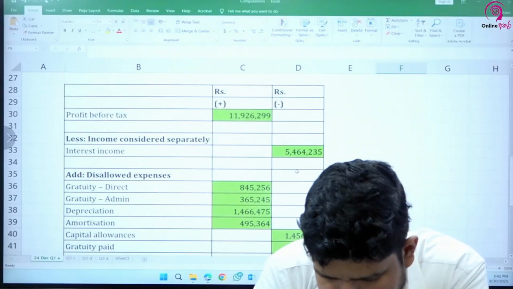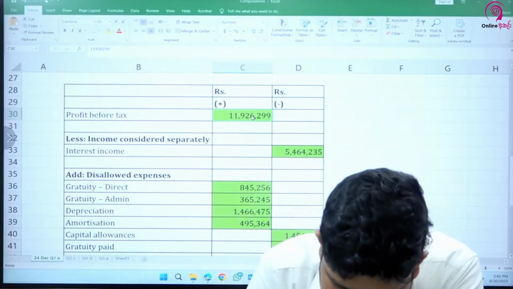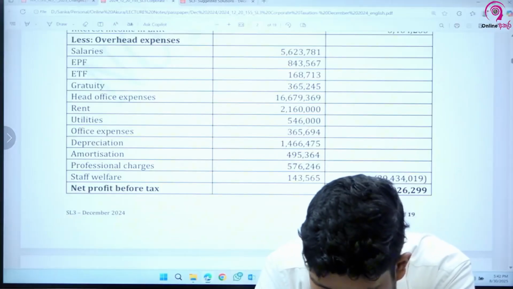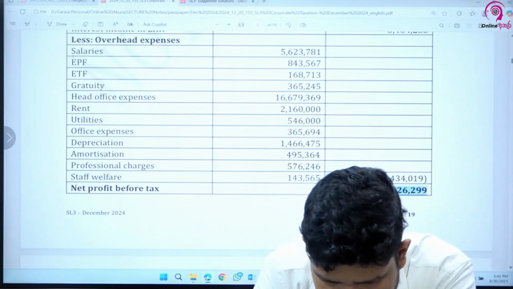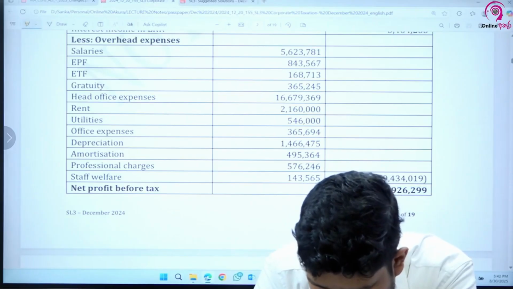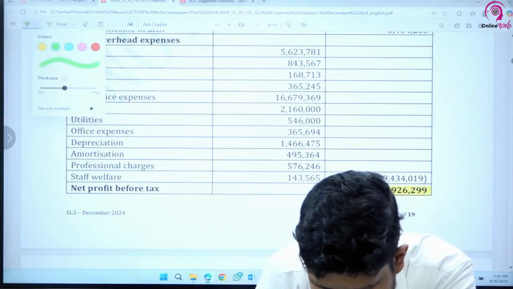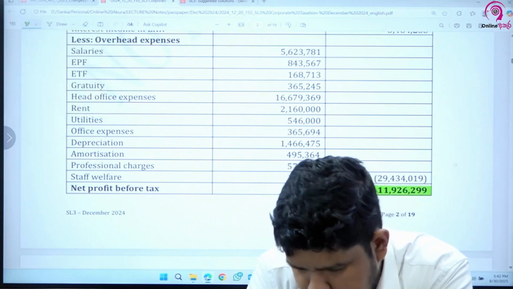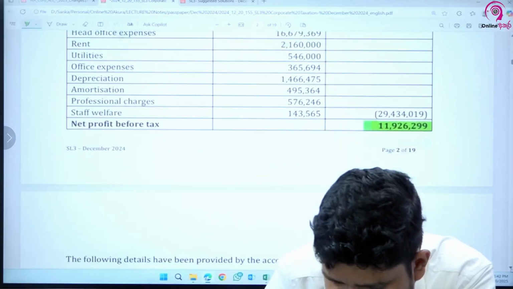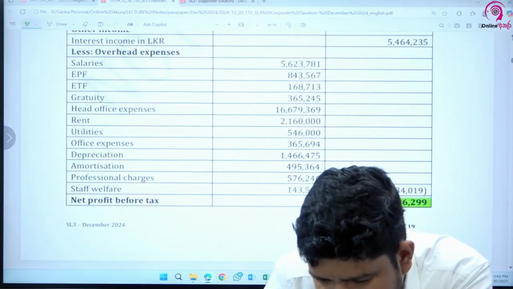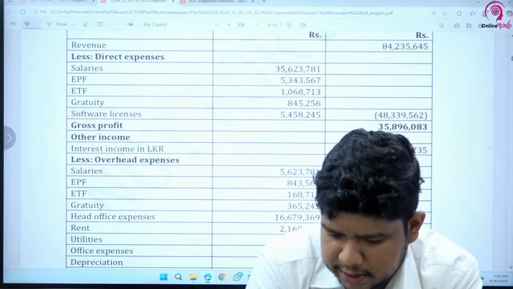Profit before tax, they have given it as 11,926,29. So I have taken this, and I mark it. So the first adjustment is done. Next, from profit before tax, you don't directly go into other details in the P&L.